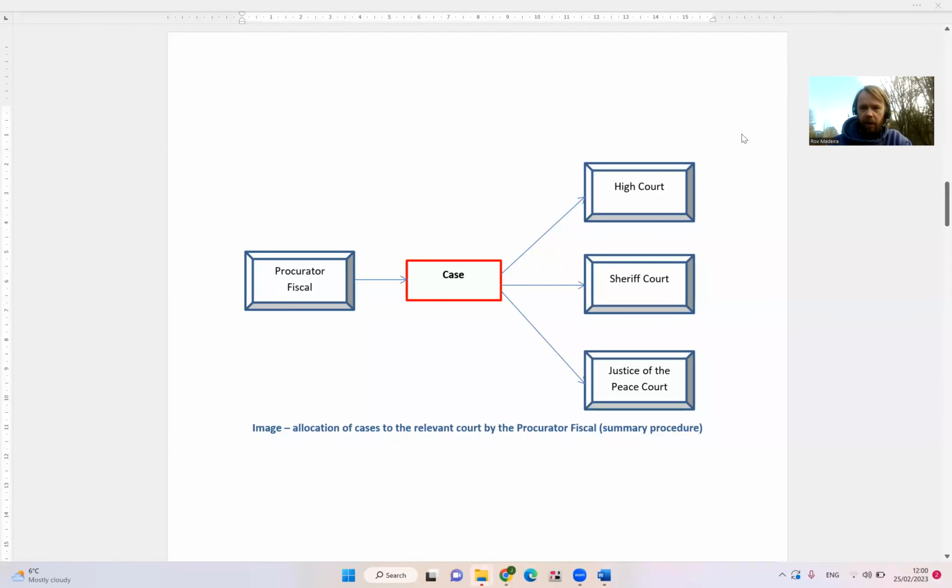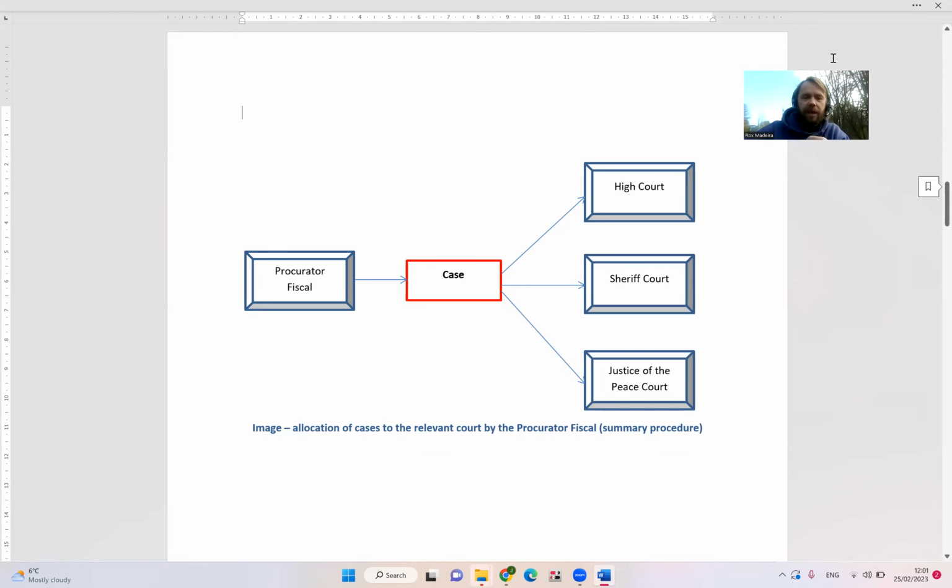So I'm going to start off by showing you this diagram here, and this is basically an explanation of the different types of courts we have in Scotland, but also how cases are allocated to different courts. So we've got in Scotland an organisation called the Crown Office and Procurator Fiscal Service. And that's a joint body.